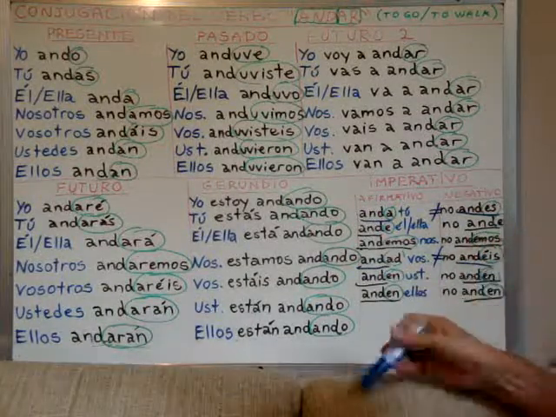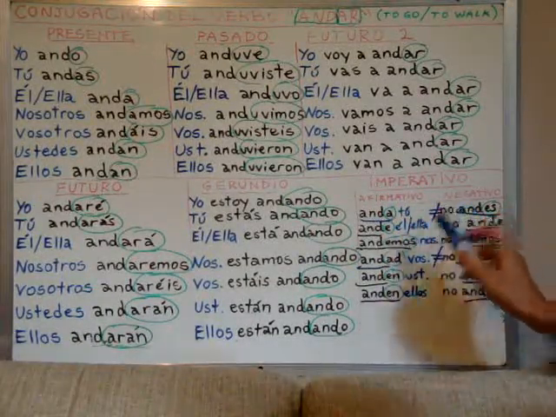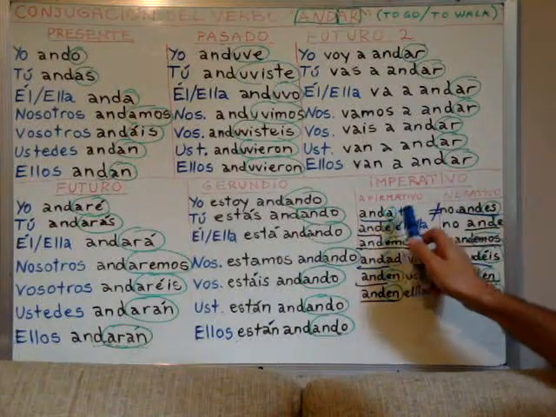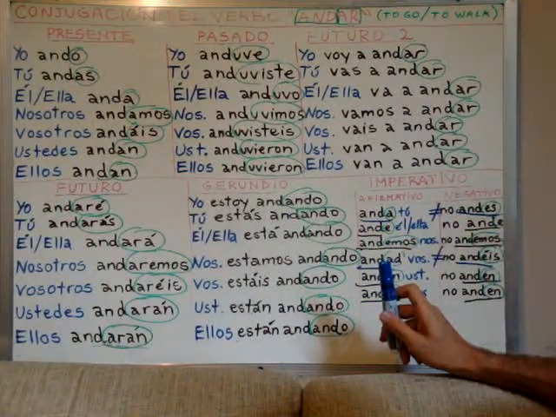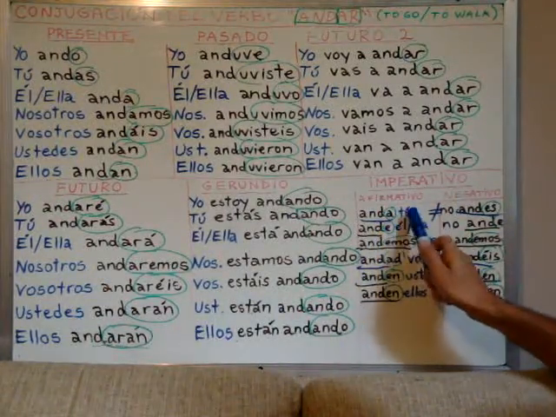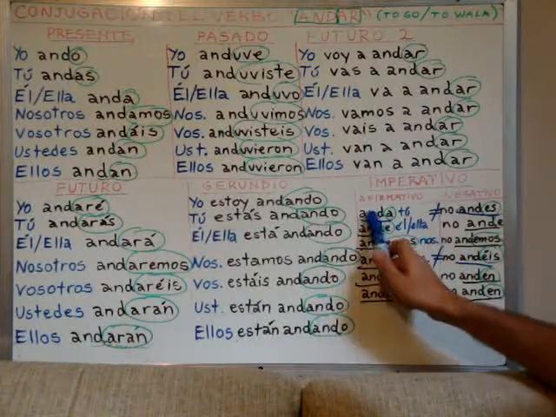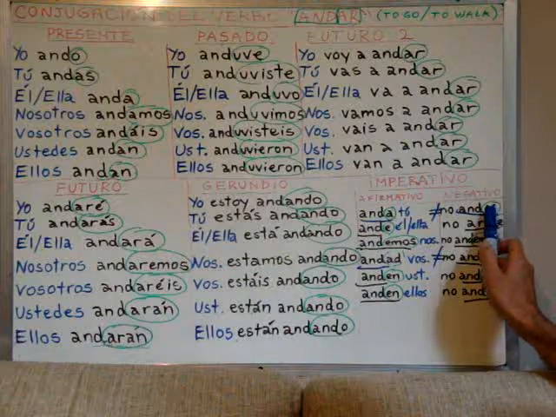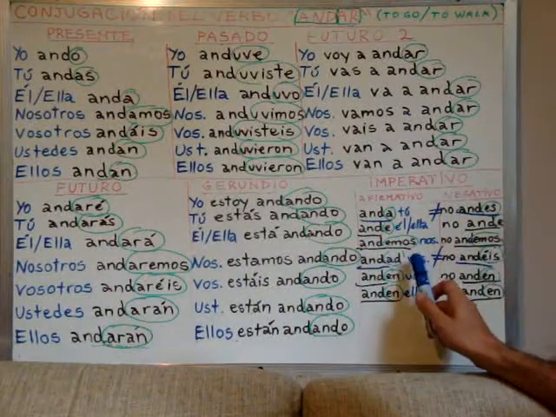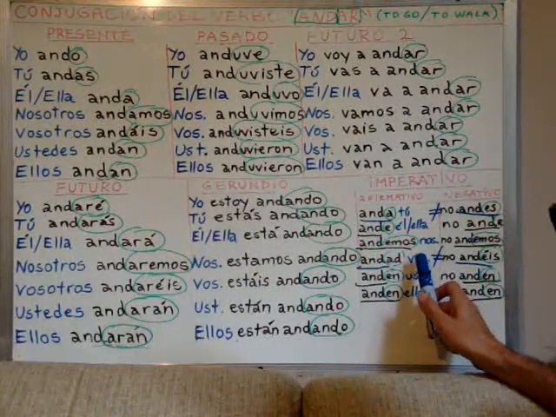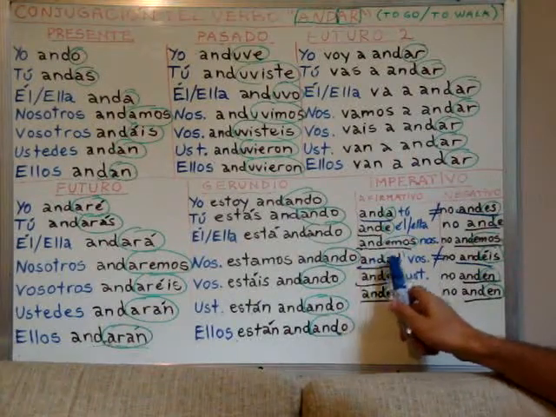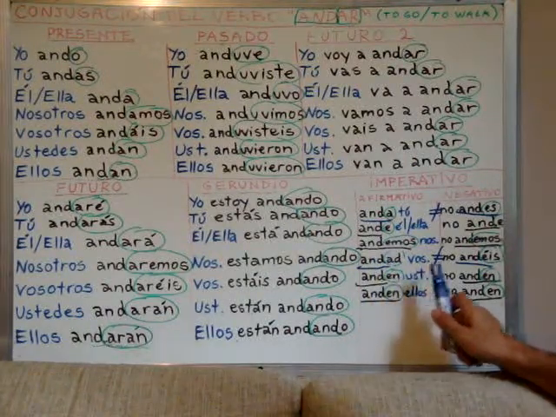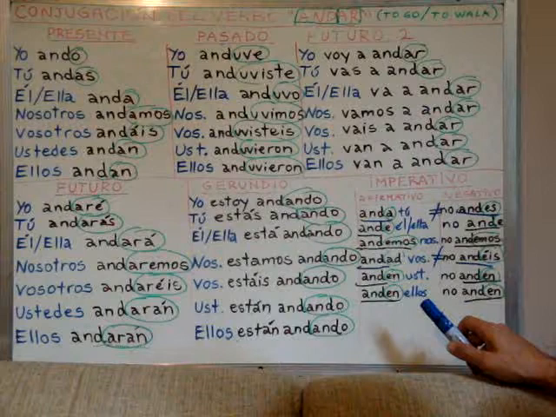So you can see that these two subject pronouns have a different conjugation for imperative affirmative and imperative negative. Tú, we say anda tú for the affirmative, and we say no andes tú for the negative. And vosotros, the you plural, we say andad vosotros or no andéis vosotros.